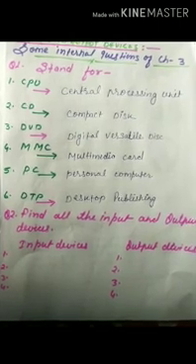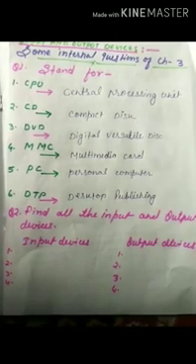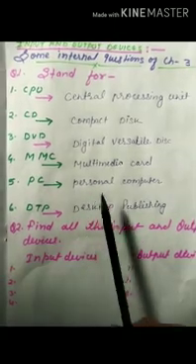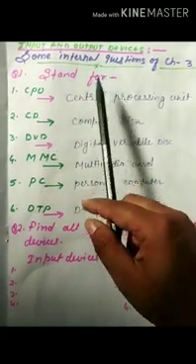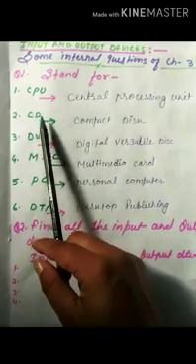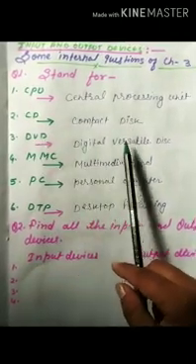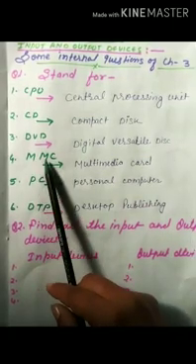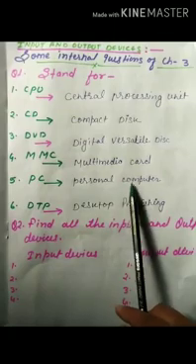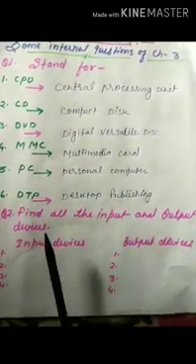Chapter 3 is finished. Here we learned input and output devices. I have found some abbreviations for you. See here the abbreviations: CPU, Central Processing Unit; CD, Compact Disc; DVD, Digital Versatile Disc; MMC, Multimedia Card; PC, Personal Computer; DTP, Desktop Publishing.